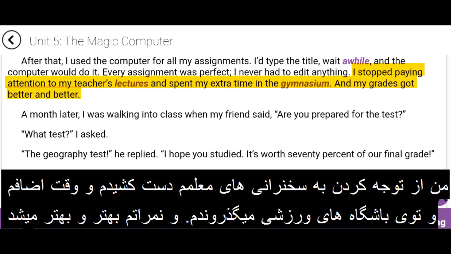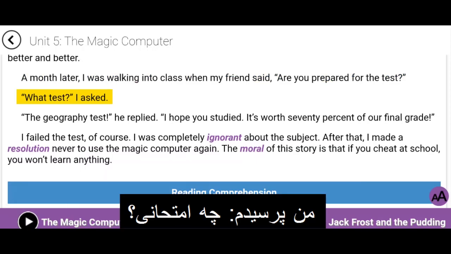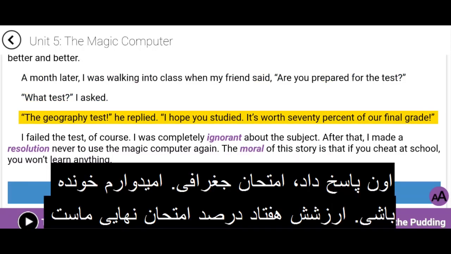I stopped paying attention to my teacher's lectures and spent my extra time in the gymnasium, and my grades got better and better. A month later, I was walking into class when my friend said, "Are you prepared for the test?" "What test?" I asked. "The geography test," he replied. "I hope you studied. It's worth 70% of our final grade."